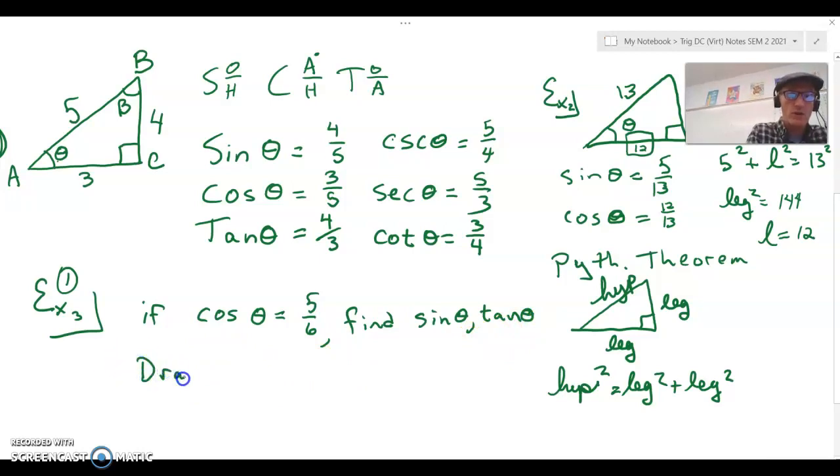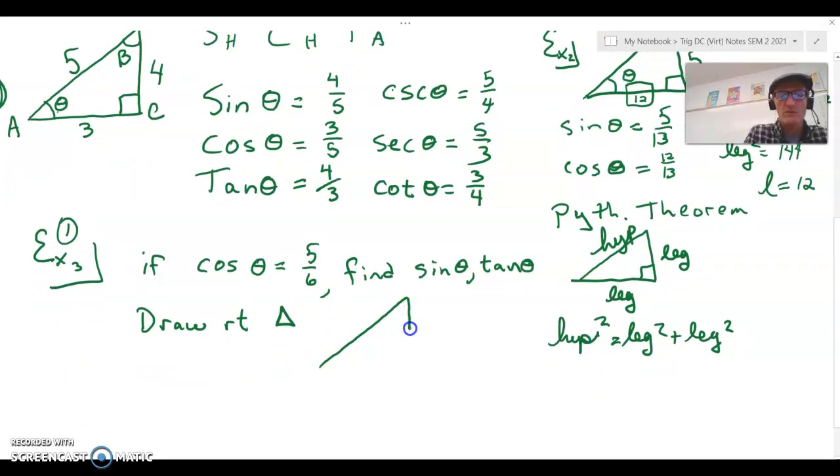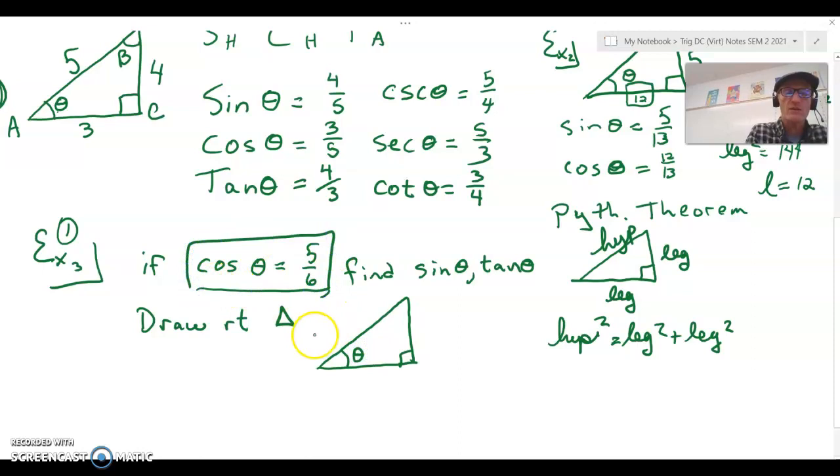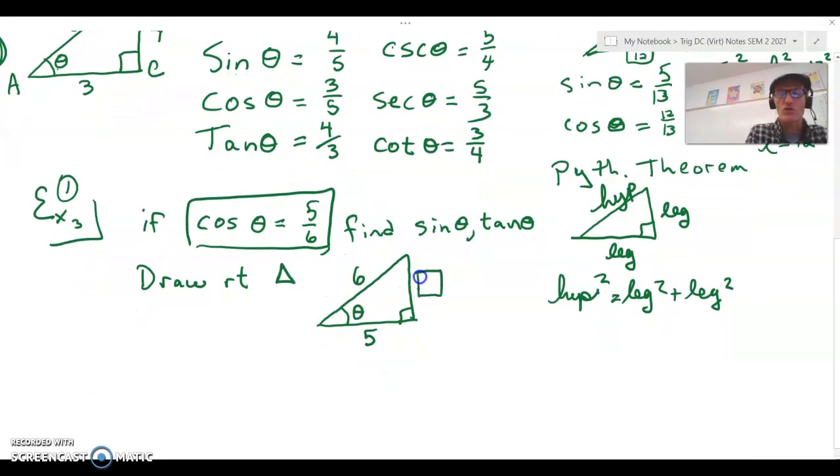So we're going to draw a right triangle. And the right triangle looks like this. And I put theta in here. And I'm going to use the cosine of theta is 5/6. 5/6 is the adjacent over hypotenuse. Now we have to find this side right here for sure.